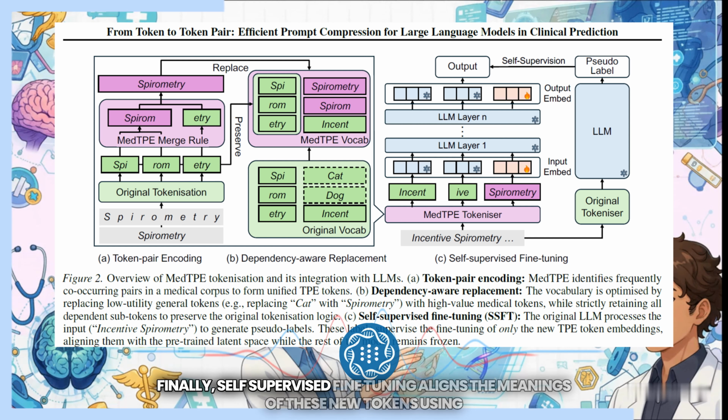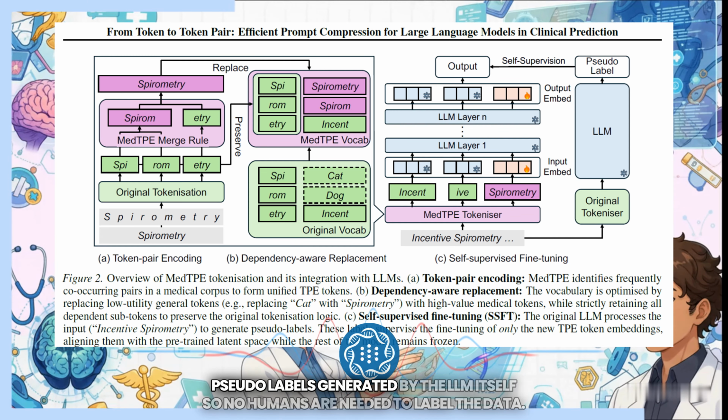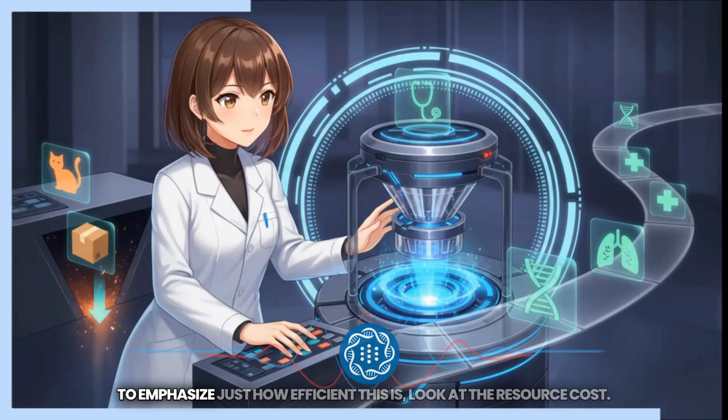Finally, self-supervised fine-tuning aligns the meanings of these new tokens using pseudo-labels generated by the LLM itself. So, no humans are needed to label the data. How cool is that? To emphasize just how efficient this is, look at the resource cost.